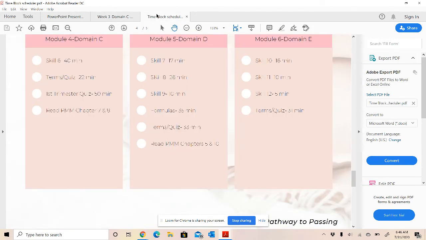Next week is financial management. Yes, math and formulas. Oh my goodness. Just kidding. Positive thoughts, right? So we have skill 7, which is 17 minutes, skill 8, 26 minutes, skill 9, 10 minutes. And then I have a bunch of formula videos that go into each of the different formulas. That is going to be about 35 minutes, and then your terms and quiz, and then PMM chapters 5 and 10.